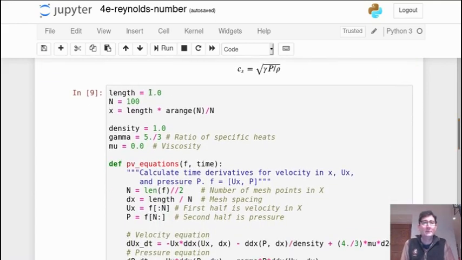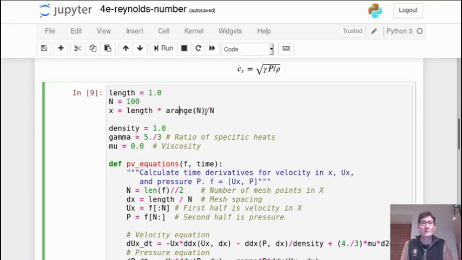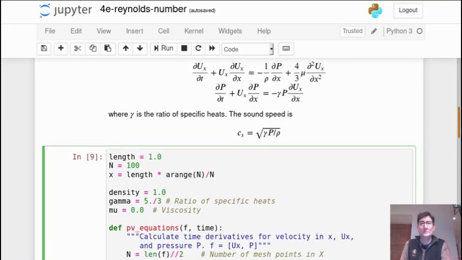So we have a length of the system of 1. Now I've got 100 grid points, and so the length is just an array of 100 grid points. It goes from 0 to the length. We define a constant density, so we're not evolving the density here, and we have a gamma, which is the ratio of specific heats here, and we have a mu, which is the viscosity. And for now I'm keeping the viscosity 0, just to show you what happens.